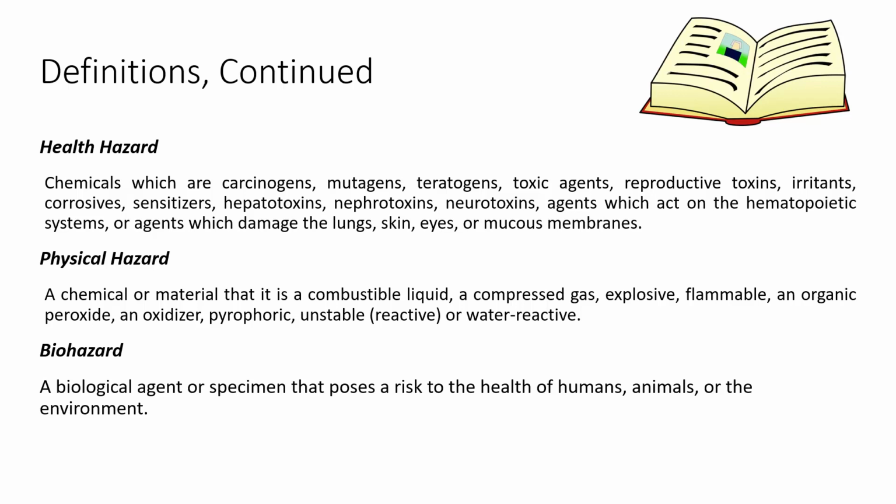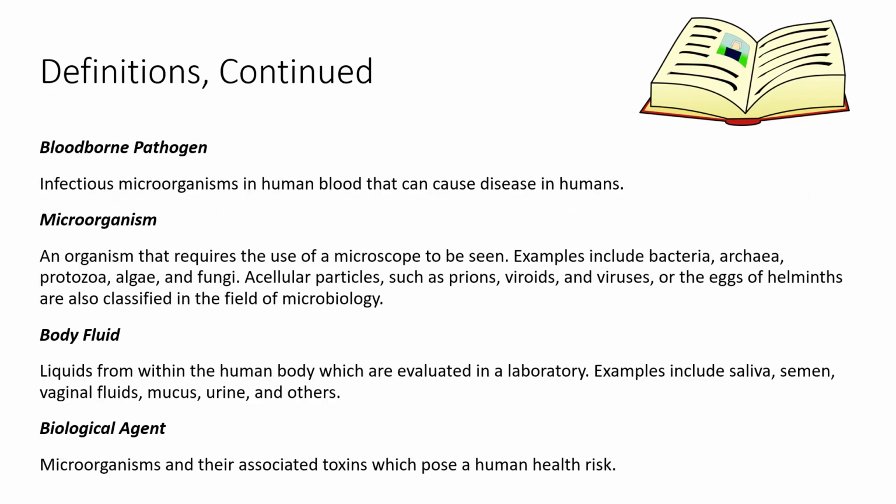A biohazard is a biological agent or specimen that poses a risk to the health of humans, animals, or the environment. In other words, most biohazards we consider to be living organisms. However, viruses and even small infectious proteins like prions can be considered biohazardous agents. A bloodborne pathogen is an infectious microorganism in human blood that can cause disease in humans. The number one most common bloodborne pathogen encountered by laboratory personnel is actually hepatitis B.